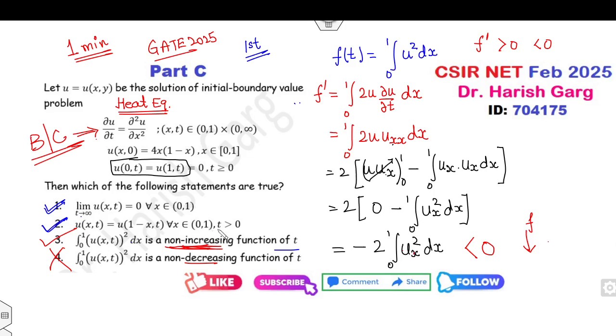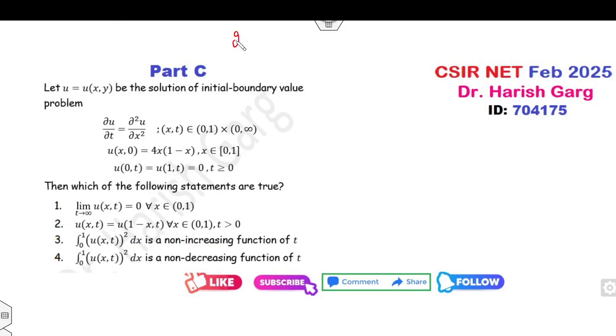द गेट सॉल्यूशन. चलिए एक और सॉल्यूशन बताता हूं. सेकंड सॉल्यूशन क्या हो सकता है इसका? सेकंड मेथड. फाइन. आप सेपरेबल मेथड लगाना चाहते हो इस पे, तो आपका यूज सॉल्यूशन क्या होगा? 4x(1 minus x) into phi of t. Fine. I can substitute in this equation. It is phi dash 4x into (1 minus x). Second derivative of this will be minus of 8 phi of t.